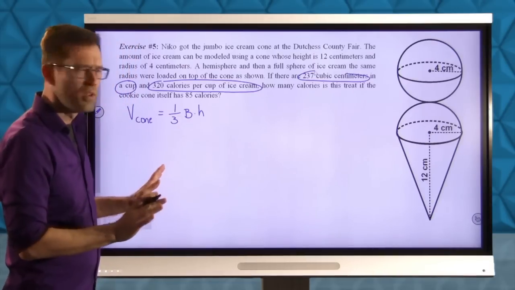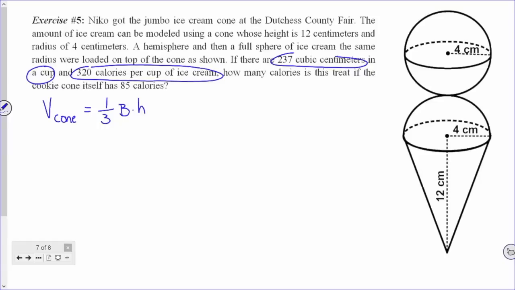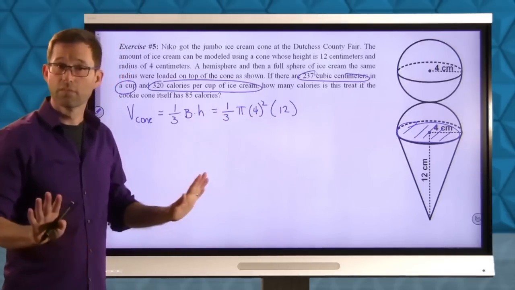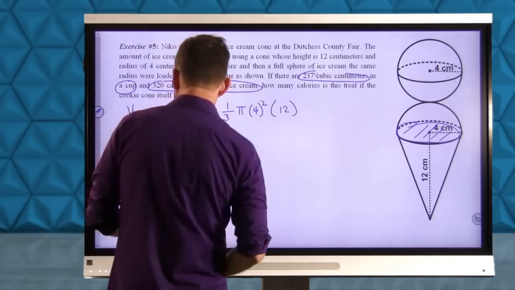Simple enough. No pi yet involved, but we'll have a little bit. So we've got 1/3 times the base area. Now the base area of that cone is going to be the area of this circle. So that's 1/3 pi times 4 squared times its height, which is 12. All right, 1/3 pi r squared times h, the volume of a cone. Let's actually go through that really quick.